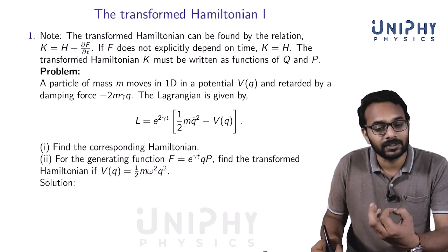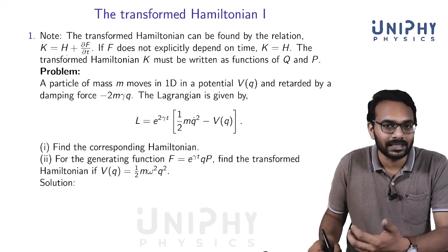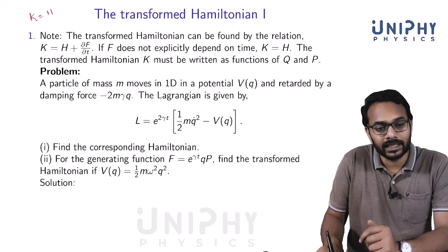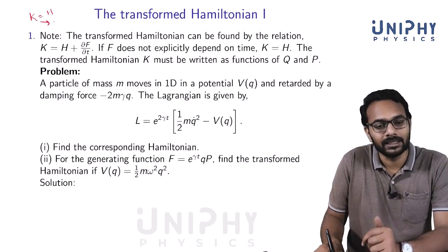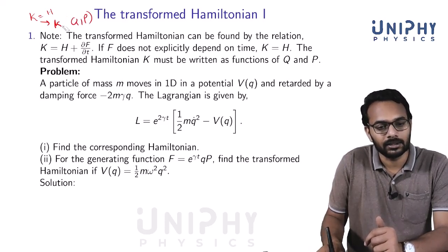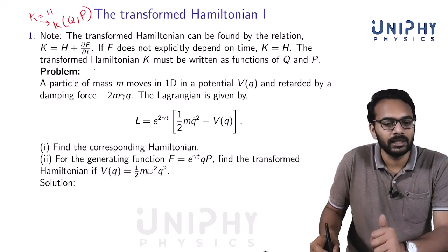Now if F does not depend on time explicitly, then we simply have K is equal to H. But you should remember, after finding K equal to H, to put it in terms of capital Q and capital P. You have to write it entirely in terms of capital Q and capital P. That's the only thing you have to be careful about.